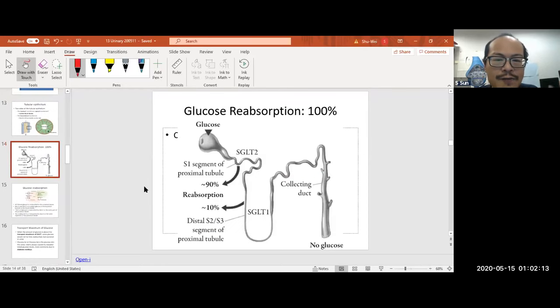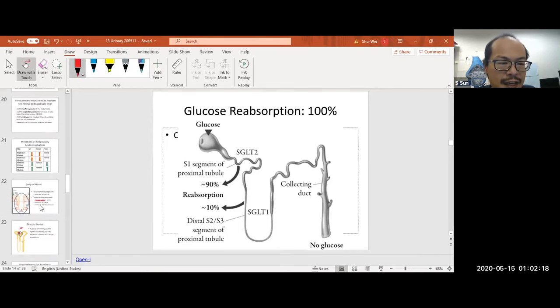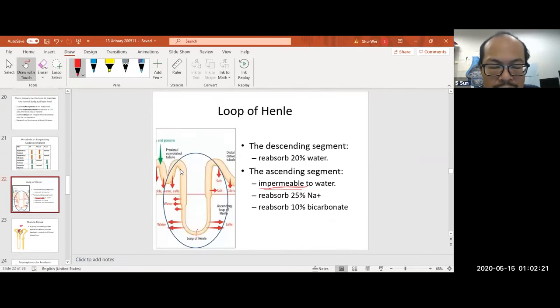Following that, we have the loop of Henle. The loop of Henle has two segments, the descending limb and the ascending limb. The descending limb is permeable to water, meaning water can be reabsorbed. It reabsorbs 20% of the water. Following the ascending limb, the whole tubule is basically impermeable to water.